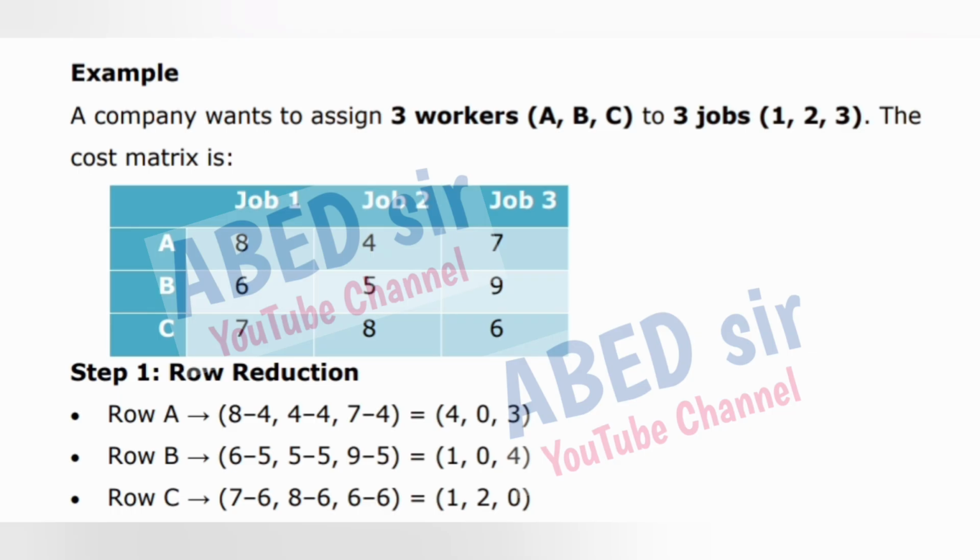Example. A company wants to assign 3 workers, A, B, C, to 3 jobs, 1, 2, 3. The cost matrix is, Job 1 to Job 3: A 8 4 7. B 6 5 9. C 7 8 6. Step 1. Row reduction. Row A: 8-4, 4-4, 7-4 equals 4, 0, 3. Row B: 6-5, 5-5, 9-5 equals 1, 0, 4. Row C: 7-6, 8-6, 6-6 equals 1, 2, 0.